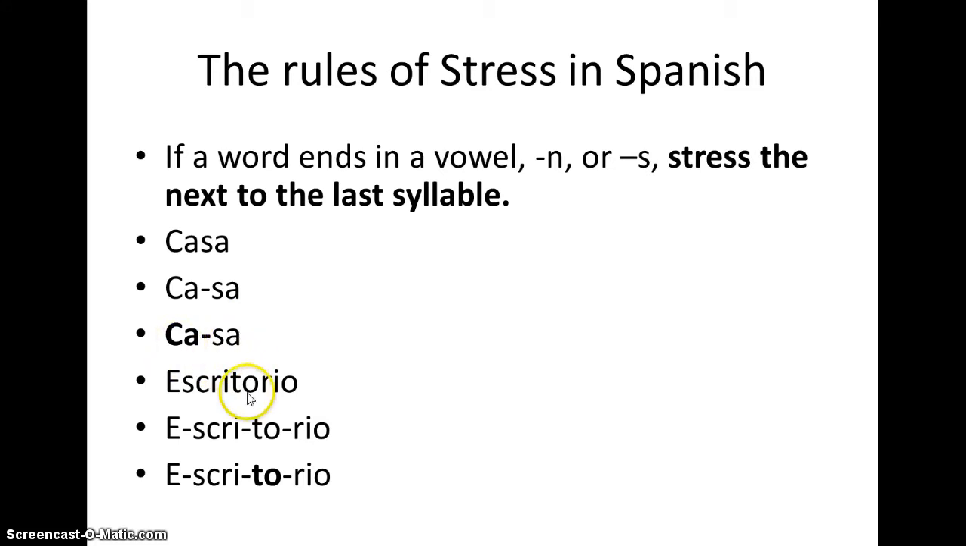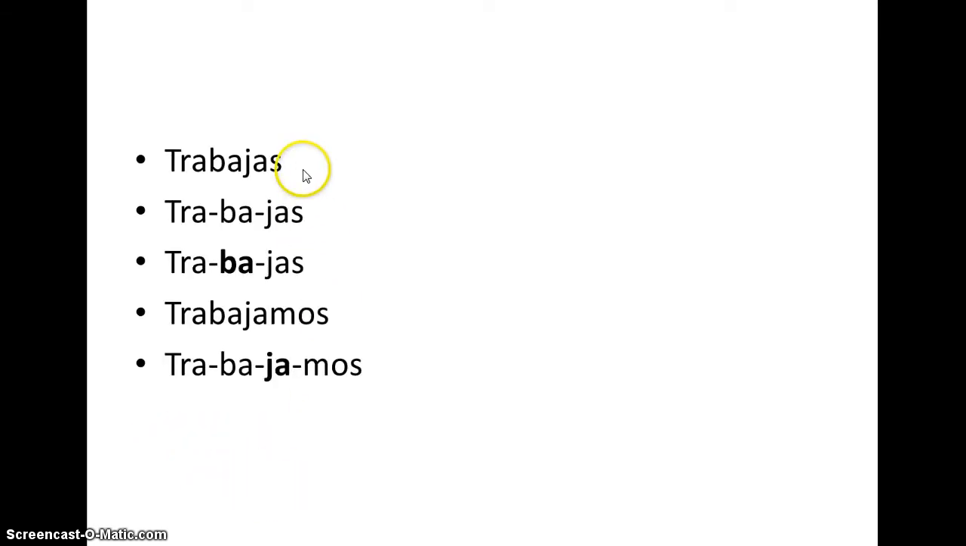Say it, casa. Here's a word for a writing desk in Spanish. It's a lot of syllables here. It ends with a vowel though, so you know you need to stress the next to the last syllable. Escritorio, escritorio. Let's do some more practice.